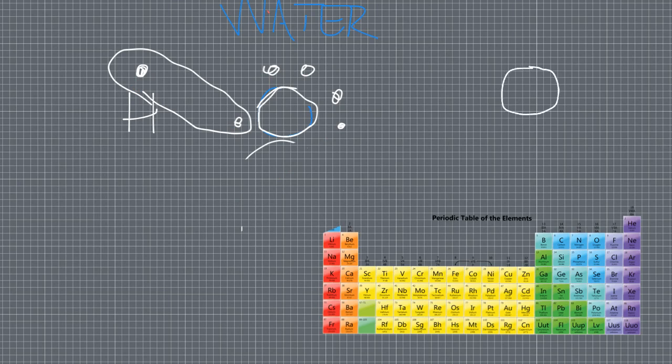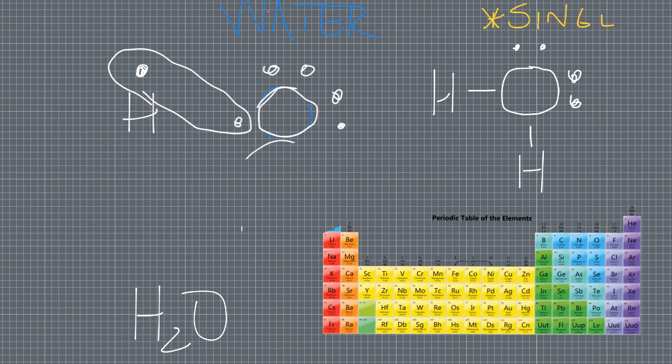It's going to be O. This is a bond with hydrogen, sharing 2 electrons, a bond with hydrogen, sharing 2 electrons, and then we have its extra electrons right here. Right? And the chemical formula for this is going to be H2O. Now this, again, is an example of single bonds. There's 2 single bonds, a single bond right here, a single bond right here. So this is not a double bond, this is an example of a single bond.